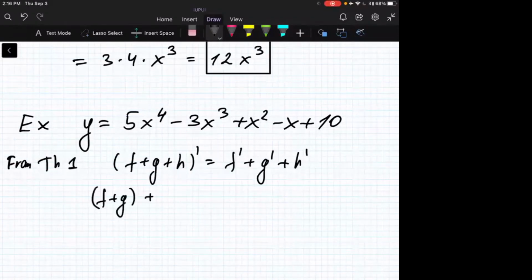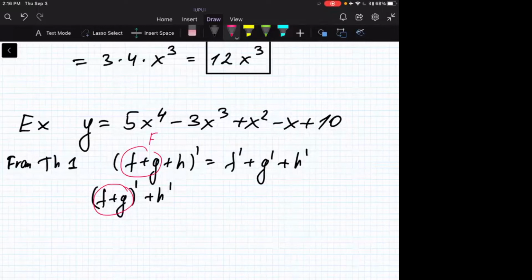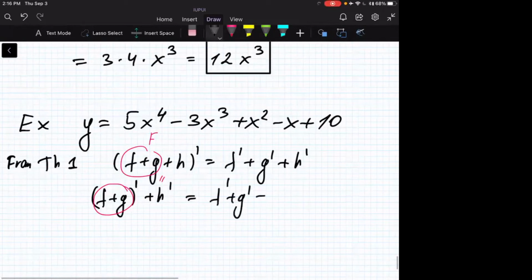You can just say that this is my first function f, and h my second function, and use theorem 1 the first time, and get that this is equal to this. And then again by theorem 1 you can say that this is this plus this. Again theorem 1. And you can repeat it as many times as you want. Okay, maybe a tricky step, but if you think a little bit on it, it's not that bad.